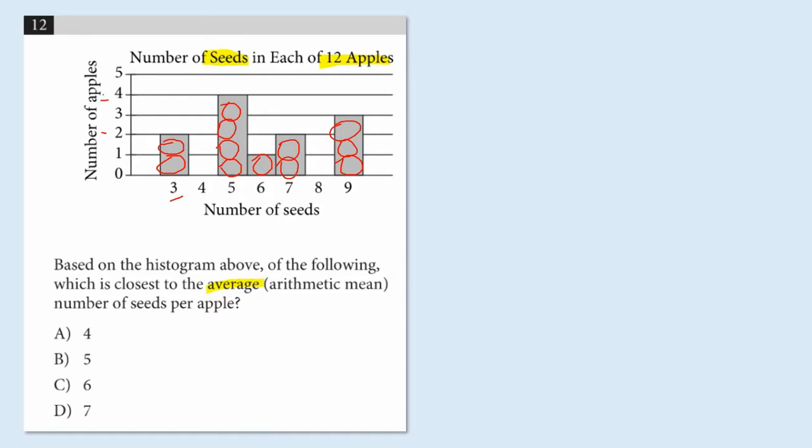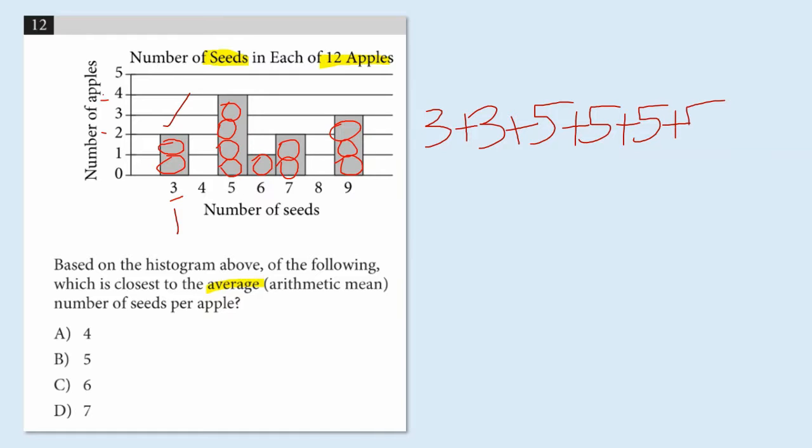All right, so this is actually, as you may have guessed, a pretty straightforward average problem. So you may have gone about it by just saying, well, let's start dealing with the apples that have 3 seeds. I'm going to total the number of seeds across all those apples. So I'm going to have 3 plus 3 for my 2 apples that have 3 seeds. And then I'm going to have 5 plus 5 plus 5 plus 5 for my 4 apples with 5 seeds each, and so forth. And then after I total up all the seeds in all the bars, I would divide by what? I would divide by 12, right? The total number of apples. And then that would give me my average.